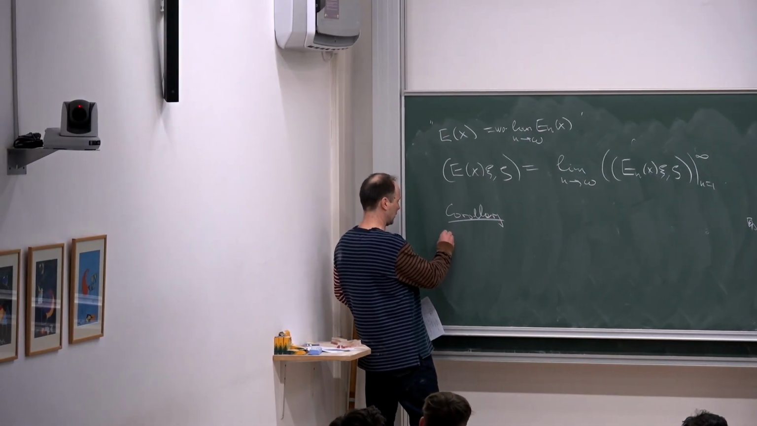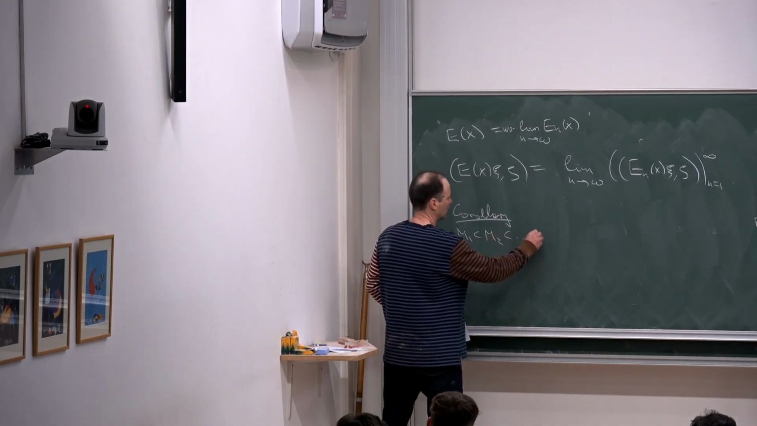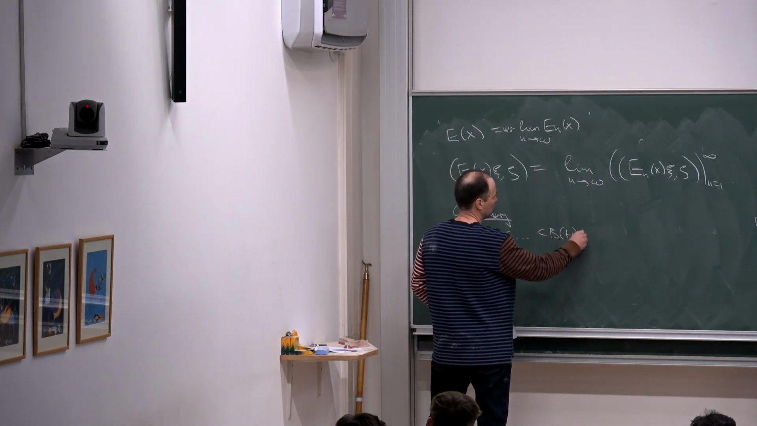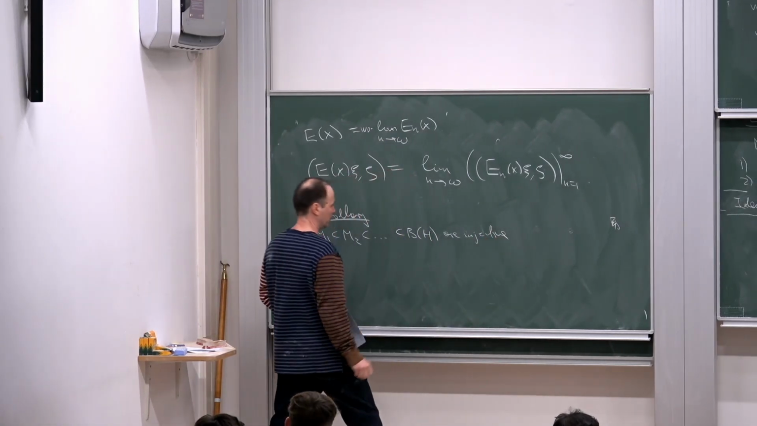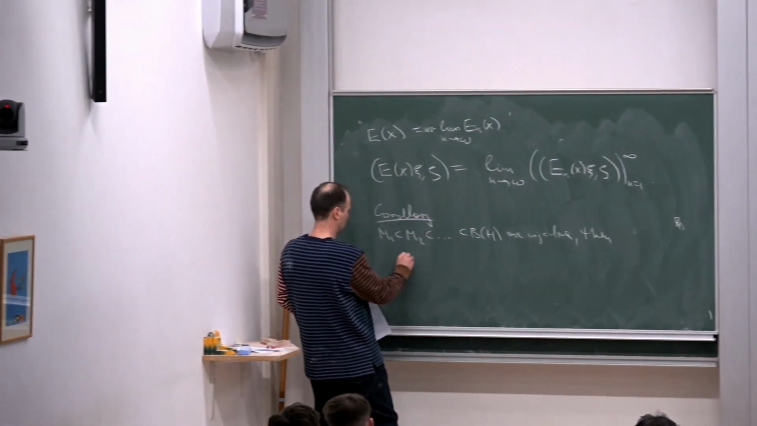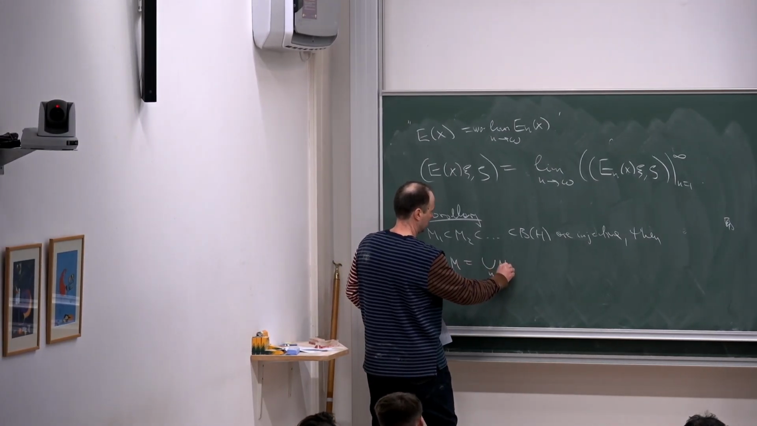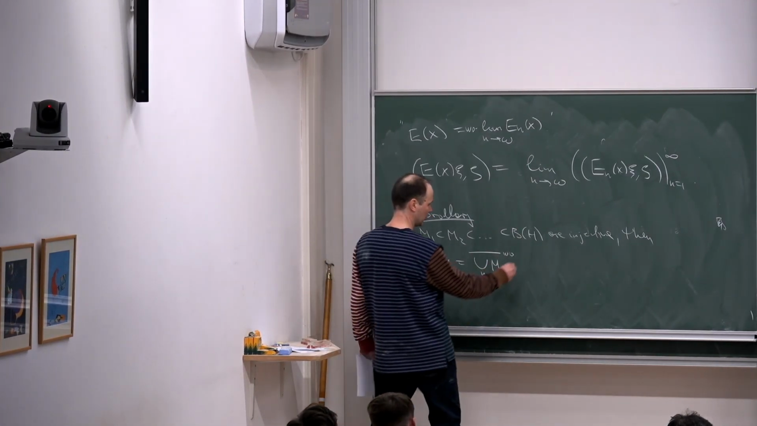So the corollary is, again, that if we have an increasing sequence of injective von Neumann algebras, then if we take the union and close it in the weak operator topology, then this is also injective.